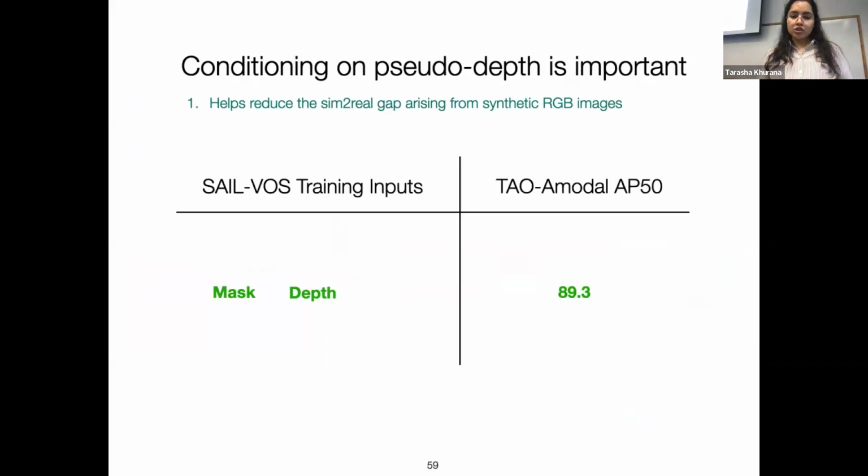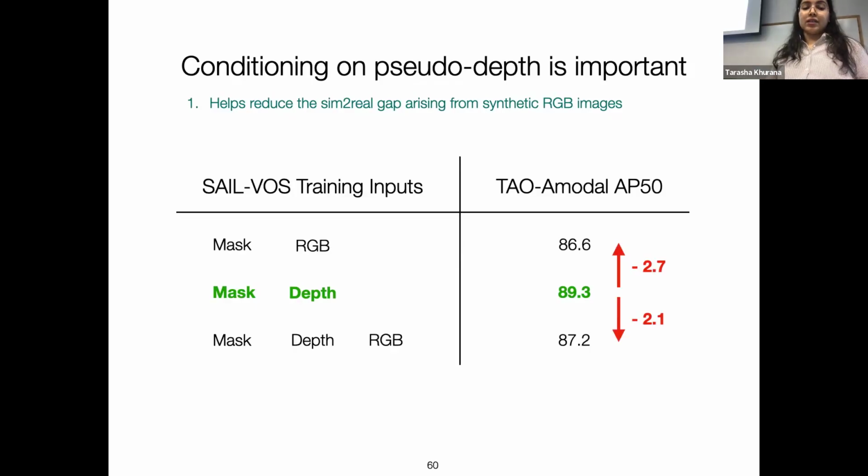And empirically, this shows up in the drop in performance that our model suffers on the TAO-Amodal dataset when it is either conditioned only on RGB frames or it is conditioned on RGB frames in addition to depth.